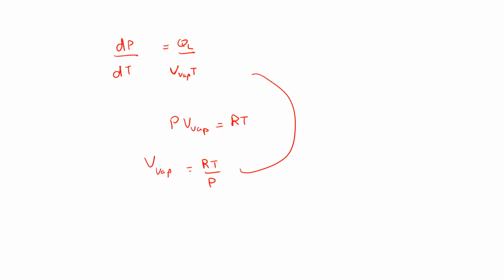So, this is the Clausius-Clapeyron equation. QL is the latent heat, P is the vapor pressure, and Vp is the volume of the vapor. Now we are told that the vapor obeys the ideal gas equation. So from this we can write V. So this we can substitute into this equation and rearrange it.